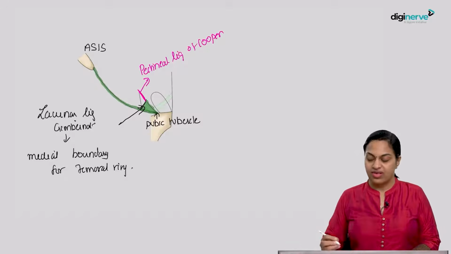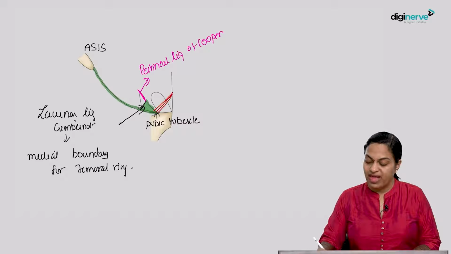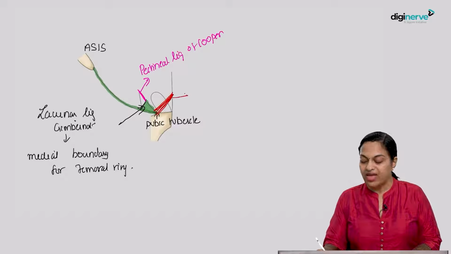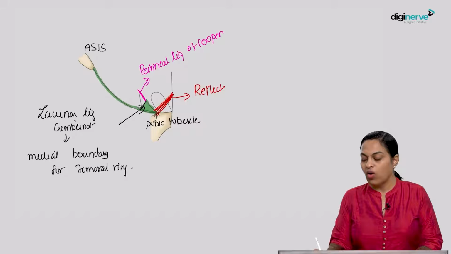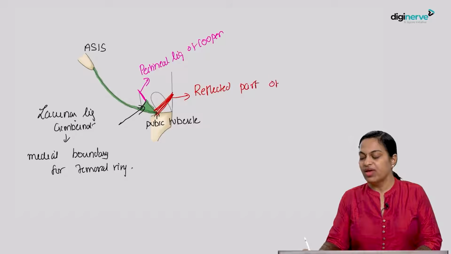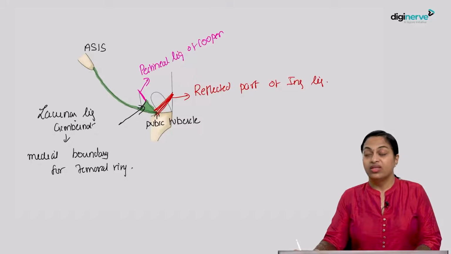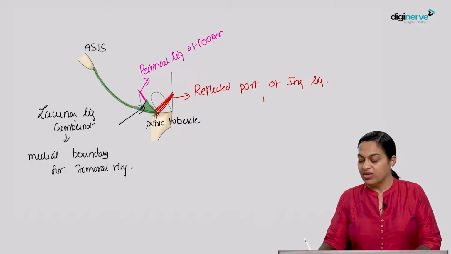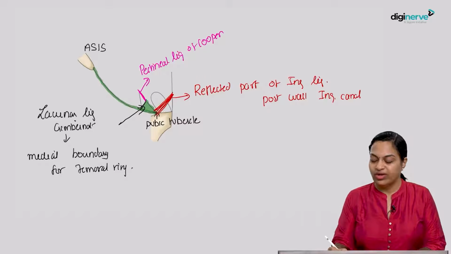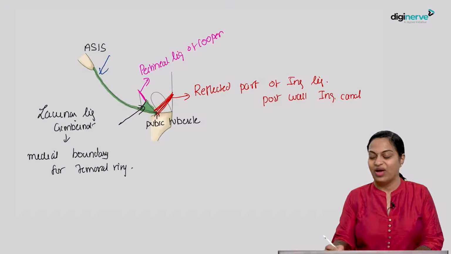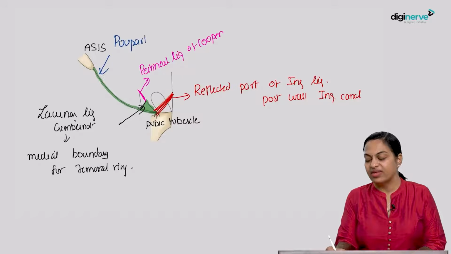Some of the fibers are reflected upwards and medially. They pass in front of the conjoint tendon to insert into the linea alba. These fibers are called the reflected part of the inguinal ligament. They are related to the posterior wall of the inguinal canal in its medialmost part. Now, can any one of you tell me what is the other name for this inguinal ligament? The Poupart's ligament.